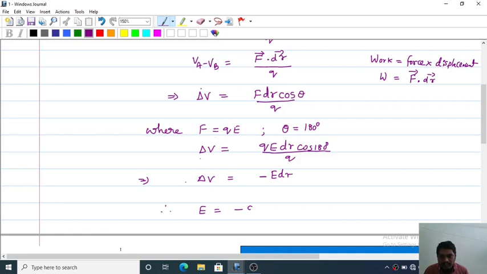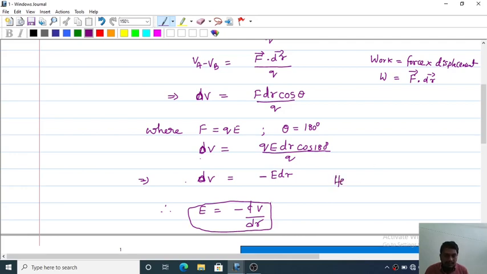Therefore the electric field E bar is equal to minus delta V by dr. When the displacement is very small, we can write small dV in place of delta V. So E equals minus dV by dr. This is the relation between electric potential difference and electric field.